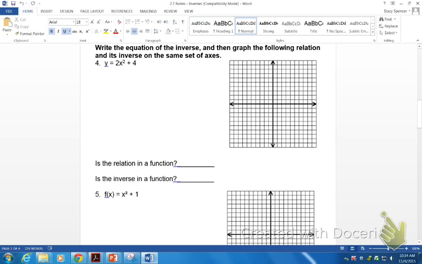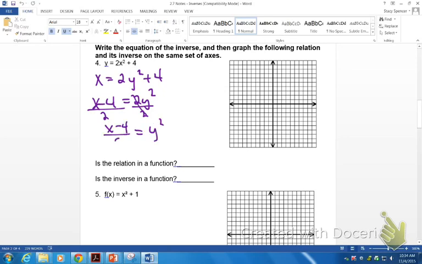So do your switch. So put your x over here. Now you're going to have 2y squared plus 4. Now we're going to solve it for y. What's the first thing you're going to do to solve it for y? Subtract 4. So we would have x minus 4 equal to 2y squared. And then you're going to do what? Divide by 2 first. Okay, let's divide by 2. So now we have y squared equal to x minus 4 divided by 2.